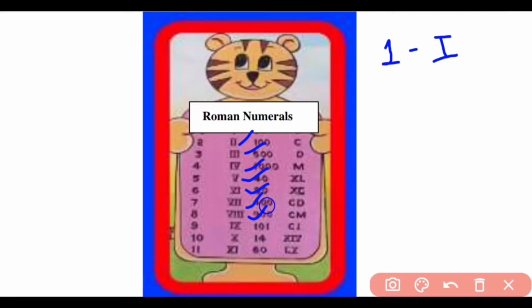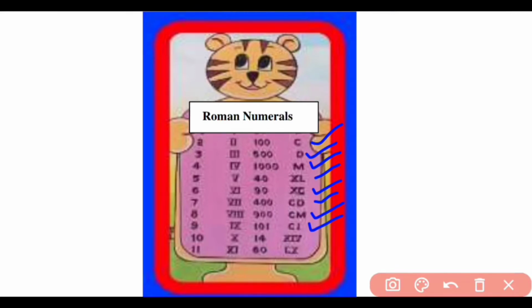Now let us see what is there in the next row. For 100 C is used, for 500 D is used, for 1000 M is there, for 40 XL, for 90 XC, CD is used for 400, CM is used for 900, CI is used for 101, XIV we have to use for 14, and for 60, can you see CX is there. So in this way, these Roman numerals can be used.